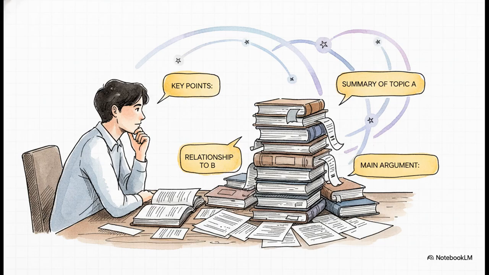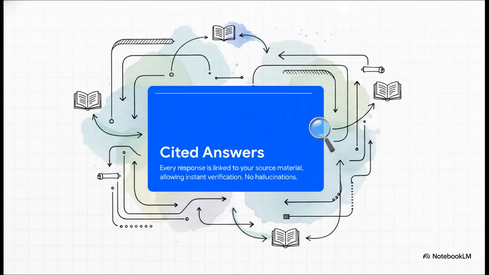You can ask it to summarize a really complex document, ask about the main argument of an article, or even ask it how two totally different sources connect to each other. And this is where you really see the power of a grounded AI. It's incredible.